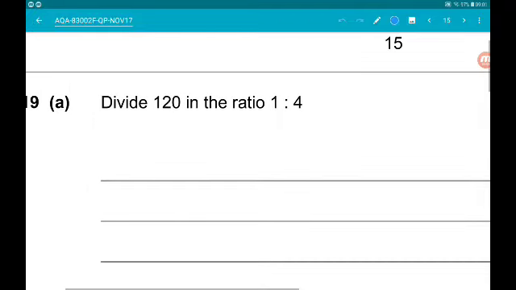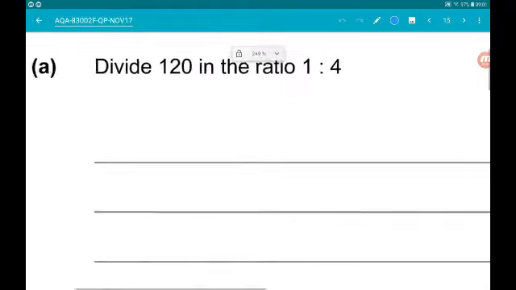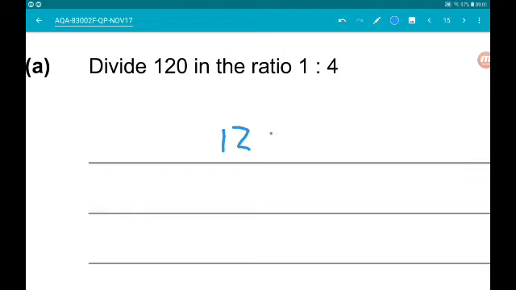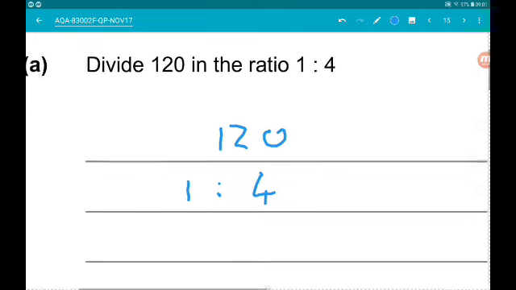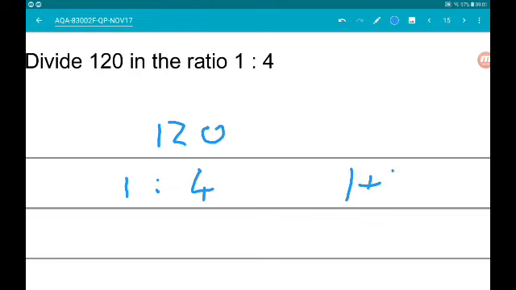Okay, 19a, we want to divide 120 in the ratio 1 to 4. Okay. So imagine you and your friend were sharing 120 sweets. Your friend takes 1 sweet, and every time that happens, you take 4 sweets. So altogether, with your 1 and your 4, you are taking 5 sweets.